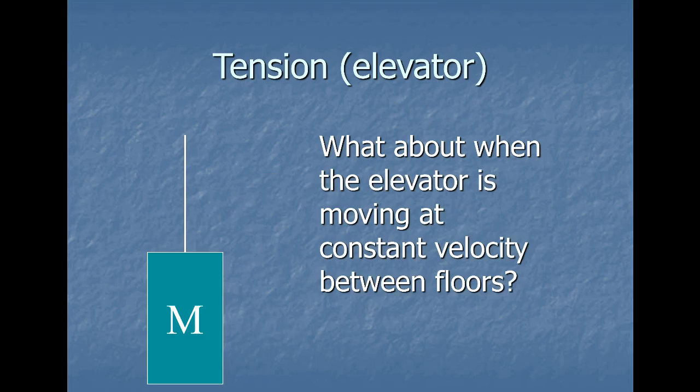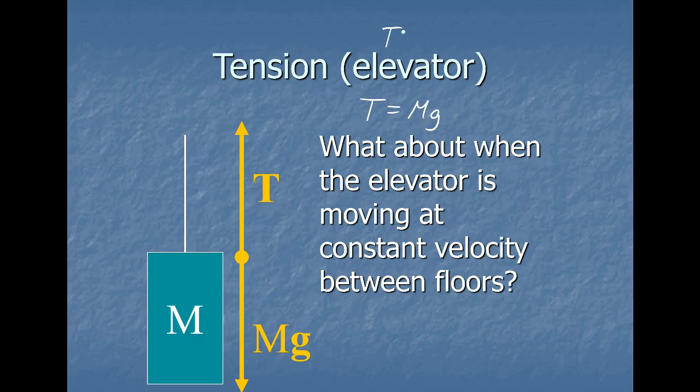What if the elevator is moving at a constant velocity in between floors? Then what would things look like? Well, for this, we would have to have T is equal to mg, so that the sum of the forces, T minus mg, would be 0. So a is 0 and v is constant.